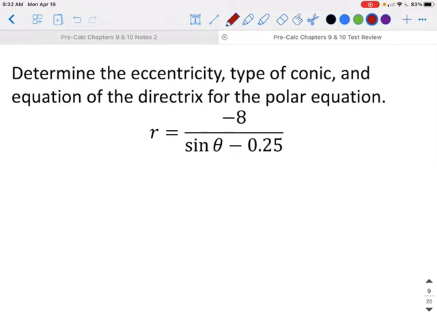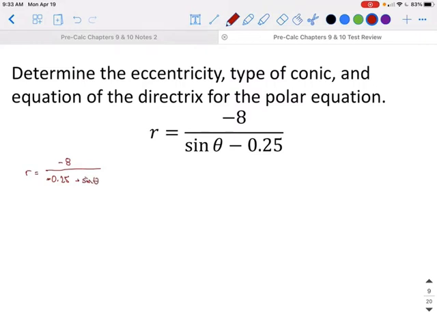We need to determine the eccentricity, the type of conic, and write an equation for the directrix of this polar equation. So the first thing we need to do is rearrange this equation. These equations are in the form of 1 plus or minus e times the sine in the denominator. So first, I'm just going to rearrange this.